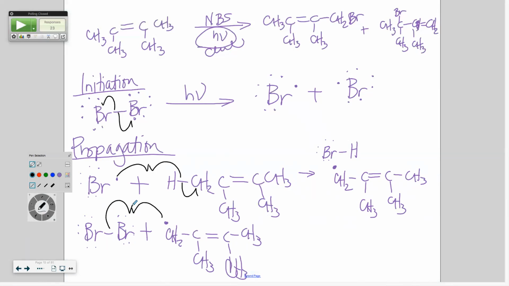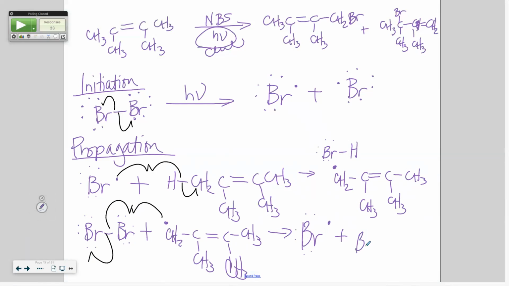All right, so now let's look at this. One of these electrons will make a bond, right? And then the other electron goes to the bromine. So notice what we made. We made another Br free radical, and we made our product. We'll get to the other product.